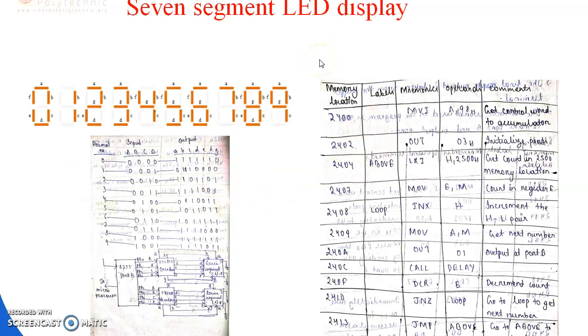So this is all about the 8255 PPI. Then the 7-segment LED display, I will discuss it in the next class.